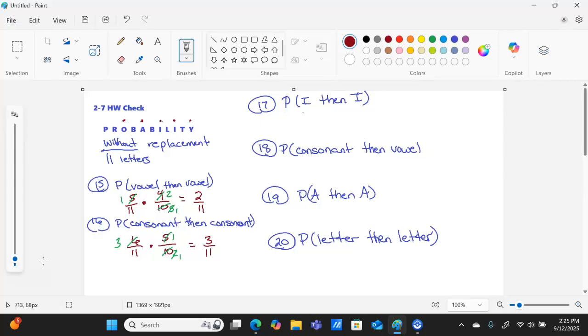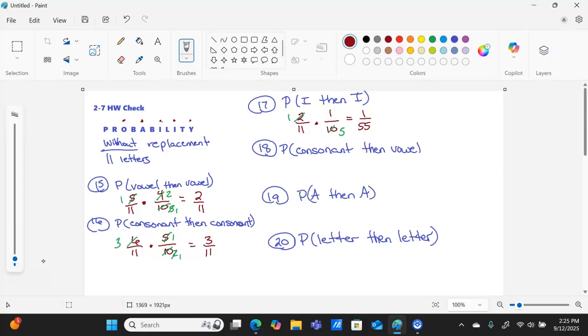Number 17, pulling an I and then an I. There are 2 I's out of the 11. Once I've pulled one, there's only 1 left and only 10 cards left. Reduce your fraction, and we end up with a 1 out of 55 chance.